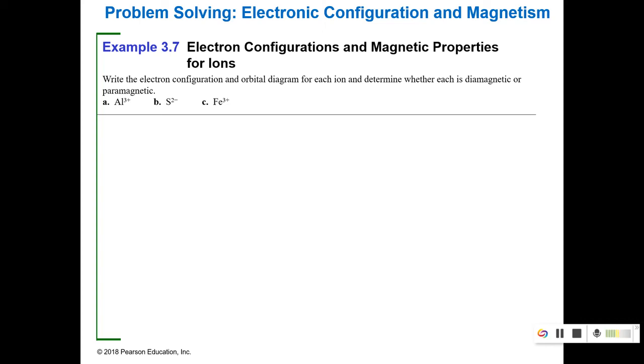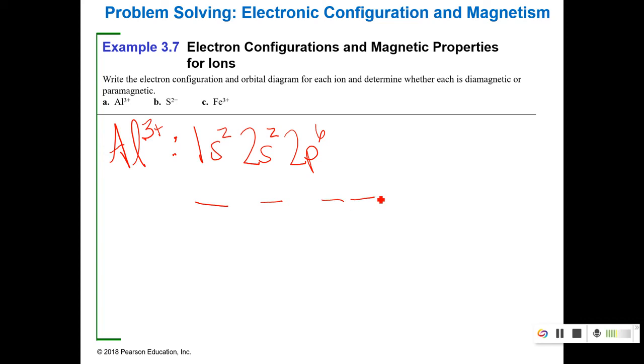Okay, so let's do aluminum 3+. We did talk about doing this for ions a little bit, but we're just going to remember. Remember, 3+ means it lost 3 electrons. So aluminum is element 13. It'll look like element 10 because it lost 3. So it's 1s2, 2s2, 2p6. That is element 10, which is neon.